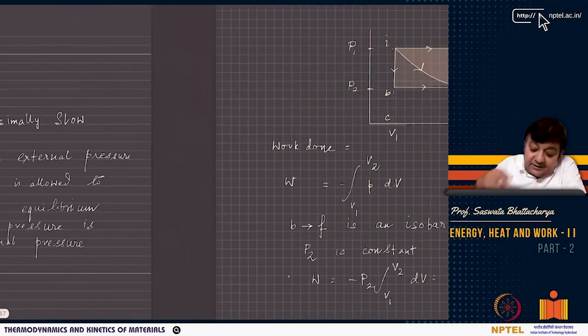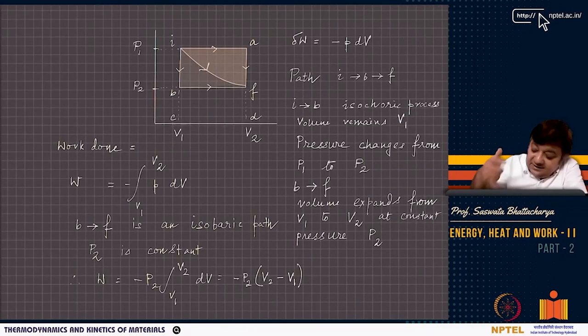Now again, delta W is a path function. We have already discussed this, and you can take different paths. For example, I can go from I to B to F, or I can go from I to F directly. I to B is an isochoric process where the volume is constant and the pressure changes from P1 to P2. It's decreasing. Then from B to F, the volume is expanding at a constant pressure of P2, right?